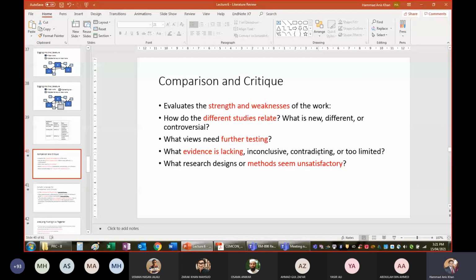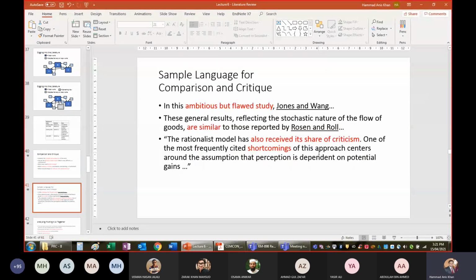So how do the different studies relate? What is new and different or controversial? What views need further testing? What evidence is lacking? And what research design or method seems unsatisfactory? You can contradict it. So you can ask these questions when you are trying to compare with some other research or you are trying to critique it. Then based upon that, you will be able to compare and critique the research.